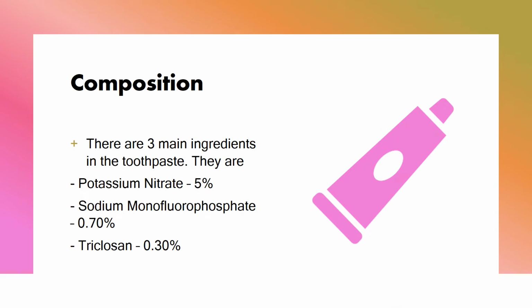Now coming to the composition of Dentablist toothpaste, there are actually three main ingredients present in Dentablist toothpaste. They are potassium nitrate, and it is available in 5% quantity, and the sodium monofluorophosphate, that is it is present in it in 0.70% quantity, and third ingredient is triclosan, that is it is available in 0.30% quantity.